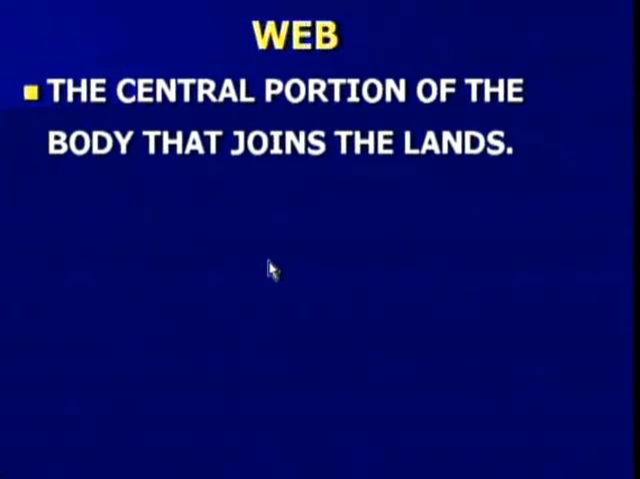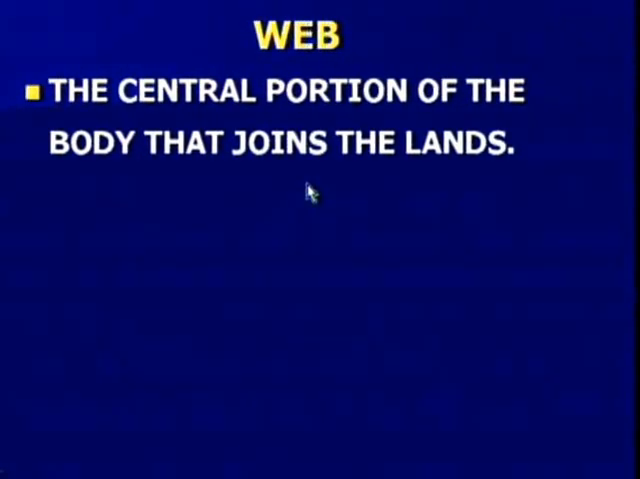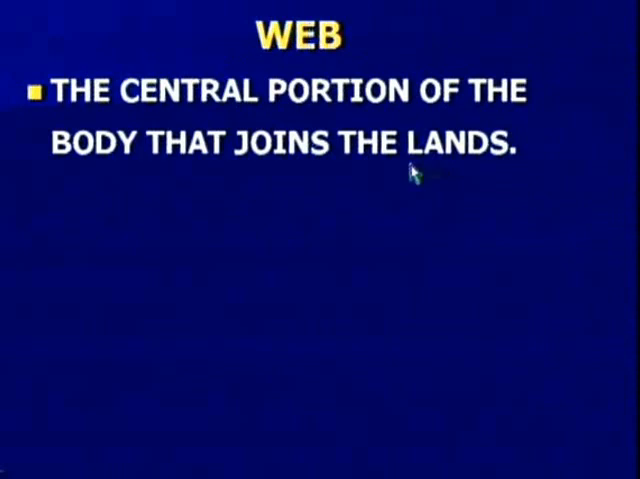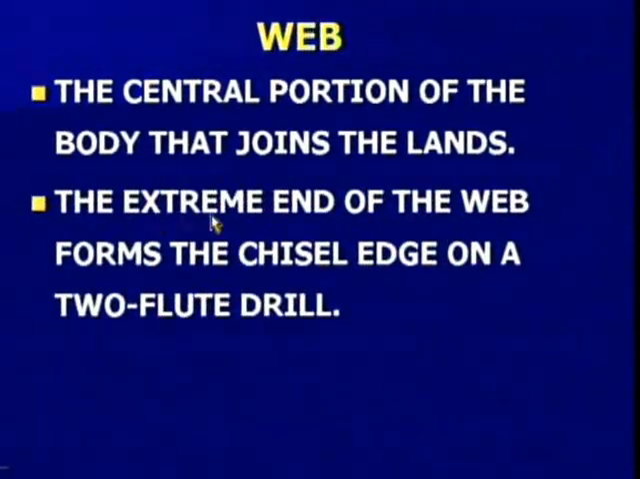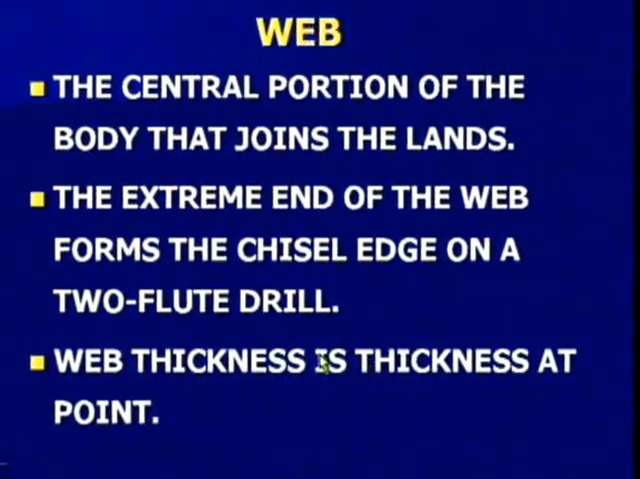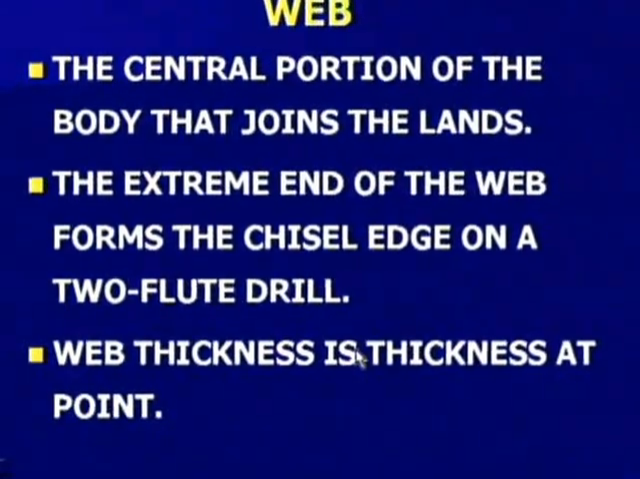Okay. Now we move on to the next point, the web, the central portion of the body that joins the lands. The extreme end of the web forms the chisel edge on a two-flute drill. The thickness of the web is the thickness at the point. Whatever thickness is there at the end, that is called the web thickness. We will be reducing or increasing the web thickness to vary the rigidity of the cutting tool or the drill bit.